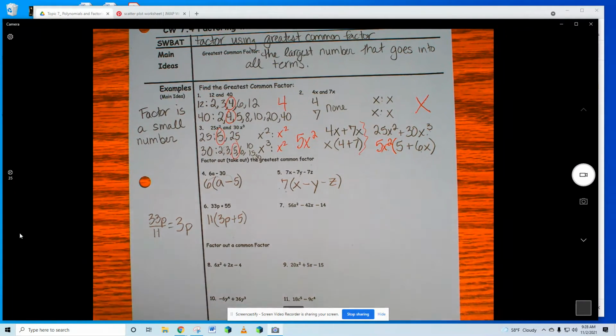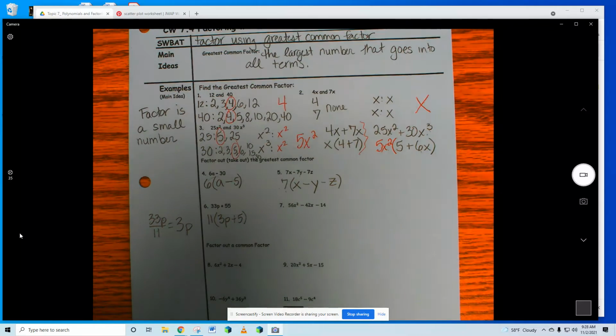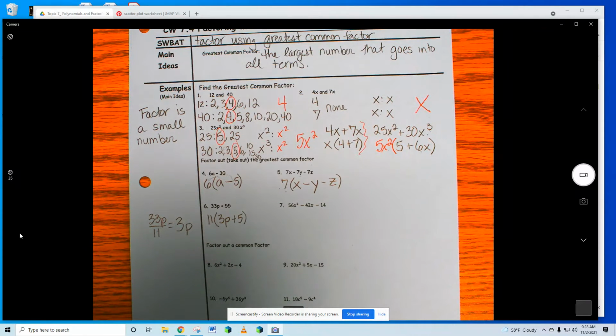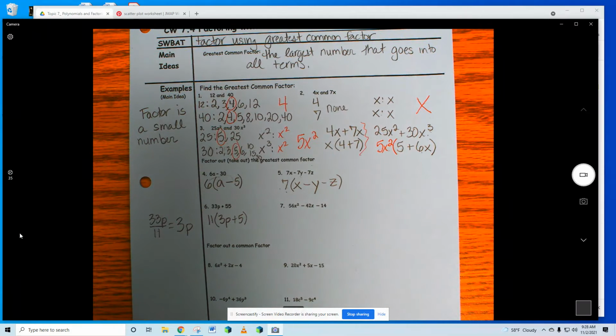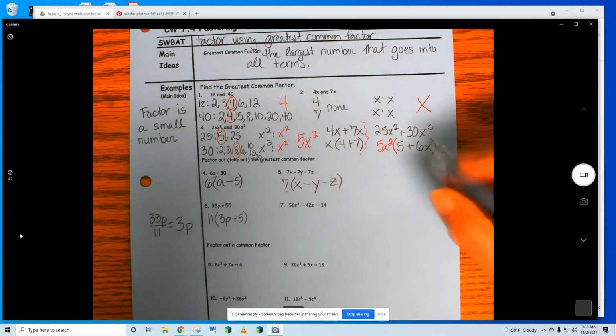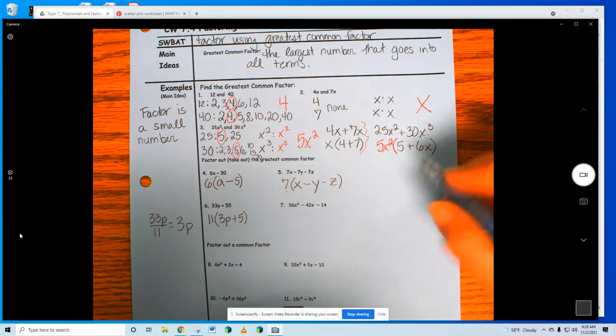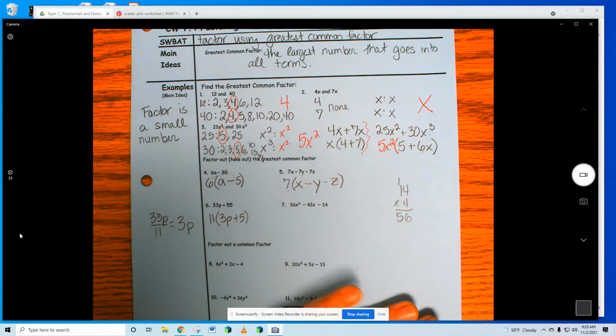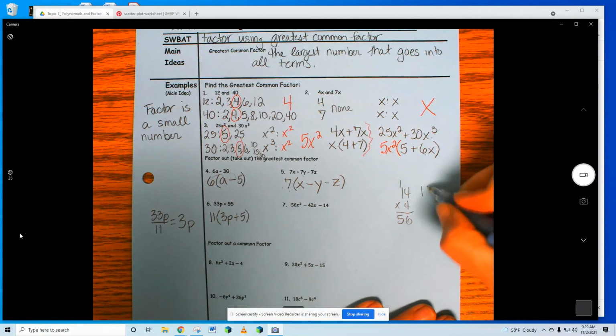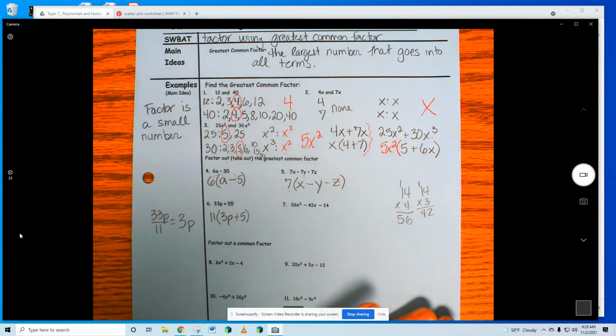All right. Number 7's tricky. Those are large numbers. 56, 42, and 14. 2 is a number that goes in, but it's not the biggest choice. 14, is it 7? 14 times 4. You guys, 14 goes into them all.